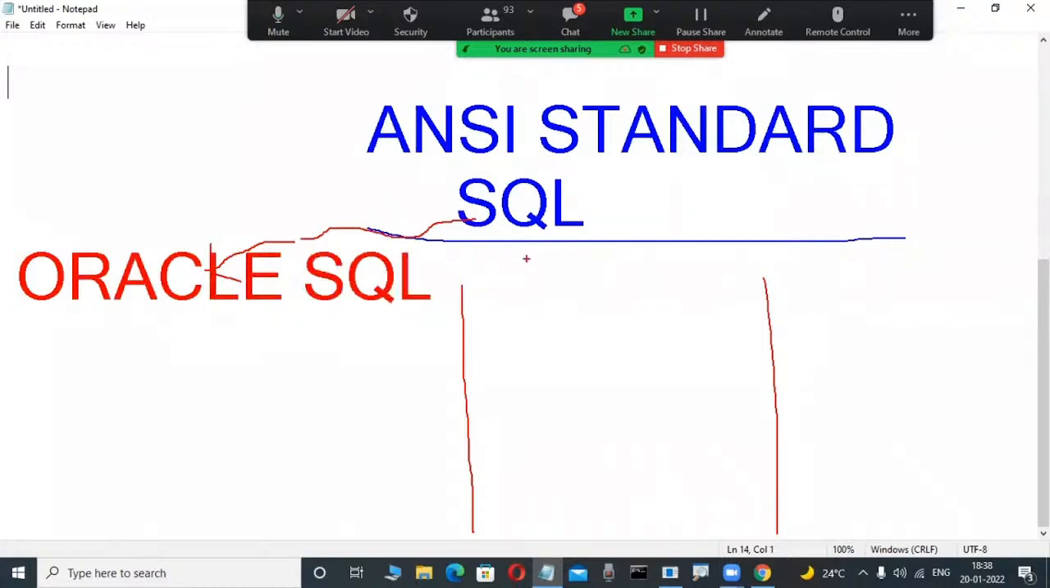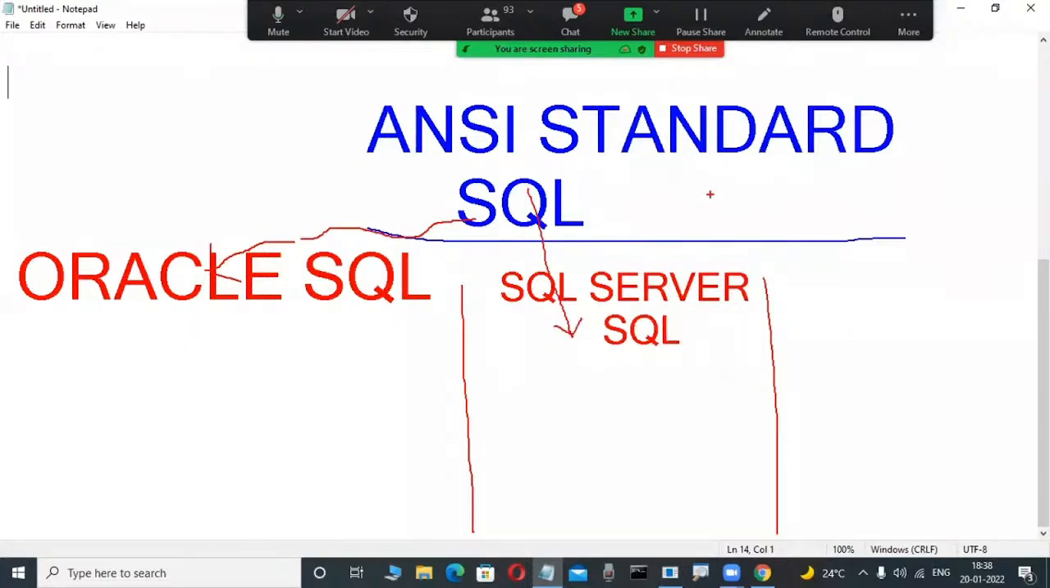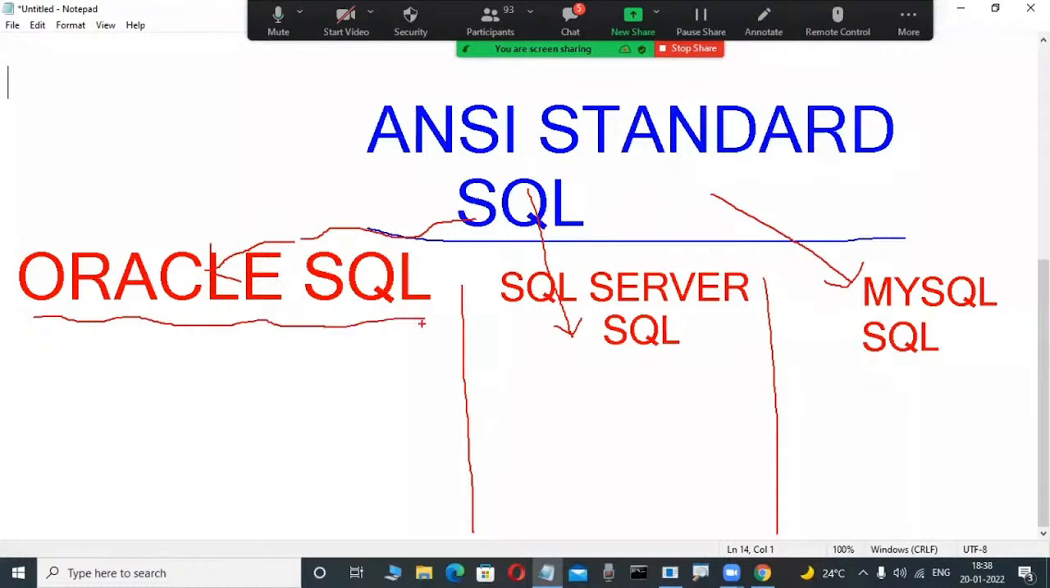That so many fellows don't know. Again, SQL Server, a Microsoft product, created their own SQL from this ANSI standard, called SQL Server SQL. Again, MySQL created their own SQL language from this ANSI standard, called MySQL SQL. That's why in our class we are learning Oracle SQL.